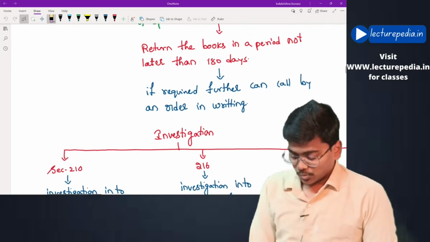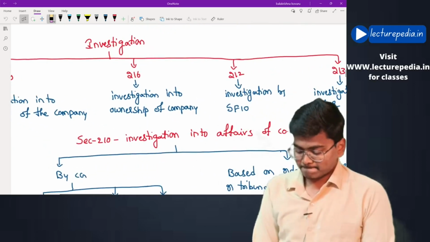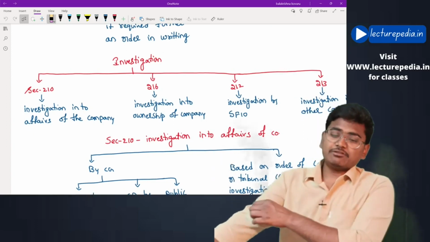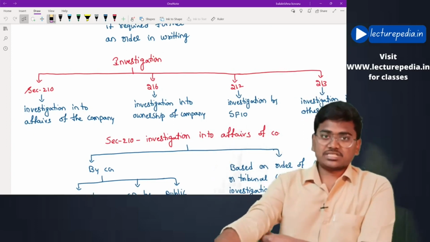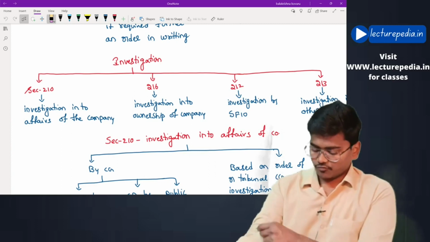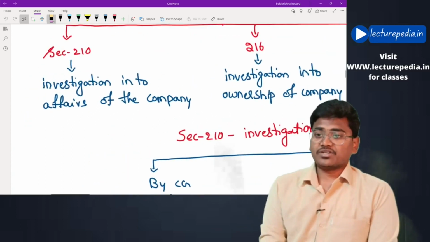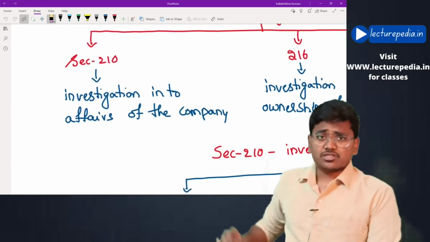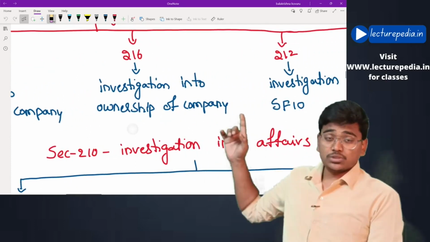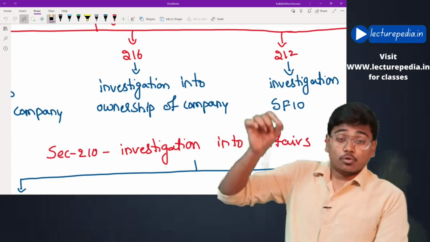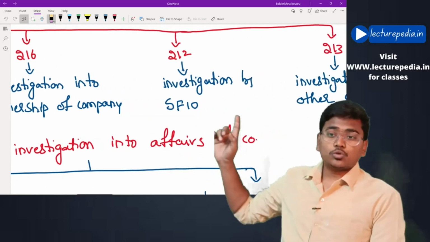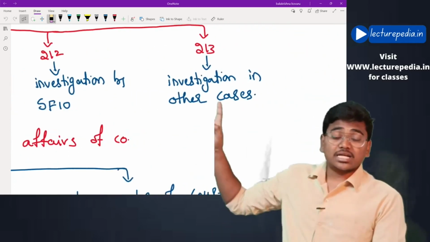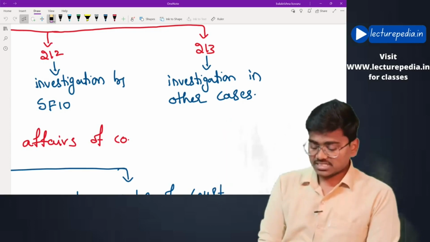Now we will be moving into investigation. Relating to investigation, basically we can divide these investigations into four sections. Four types of investigations, you can say. Firstly, section number 210, investigation into affairs of the company. Section 216, investigation into ownership of the company. Section 212, investigation by the Serious Fraud Investigation Office. Section 213, investigation in other cases. We will discuss each of these sections.